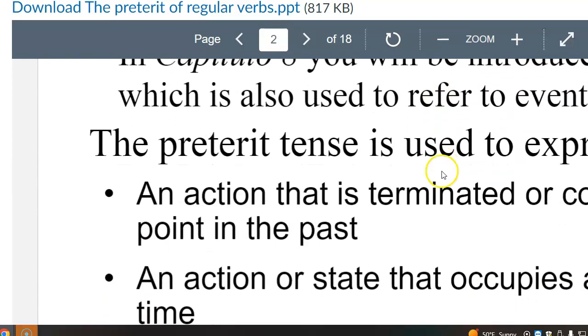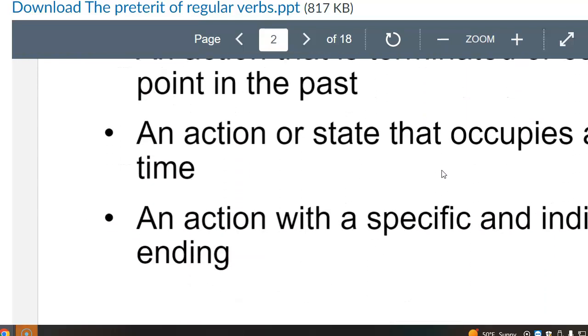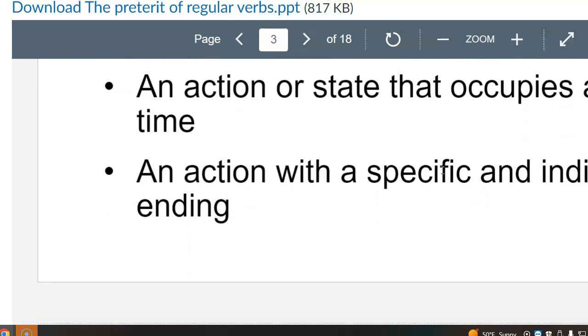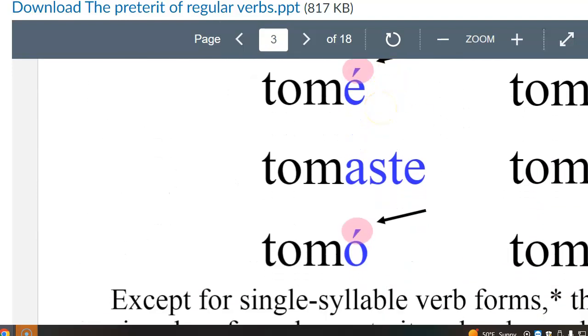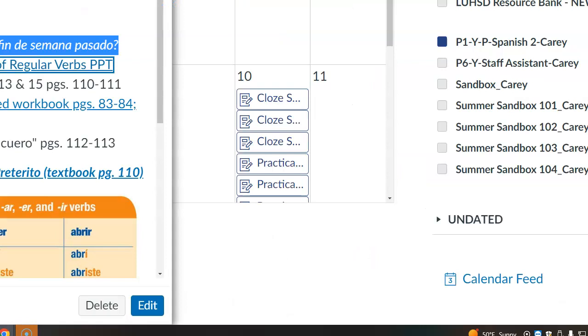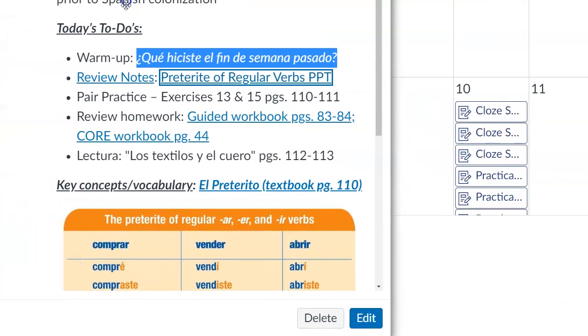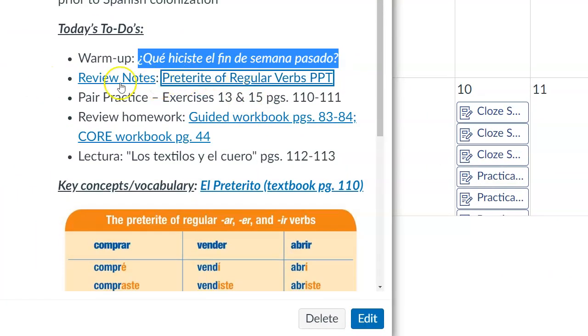It talks about how the preterite is used, why the preterite is used, the conjugations. So that's really important to take a look at as well. But having gone over the notes and reviewed the pair practice, we're going to go over the homework, which again, you guys can find explanations of the homework in the video that's created for that assignment.